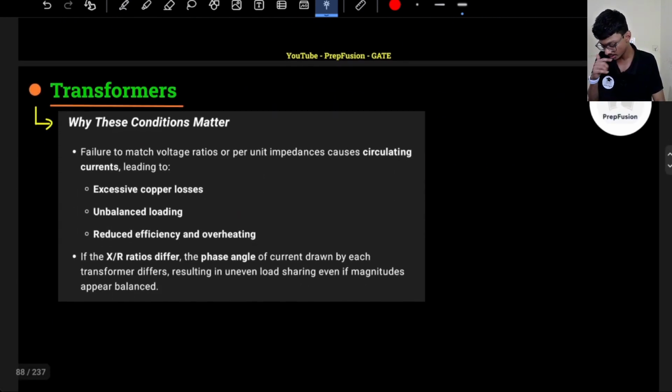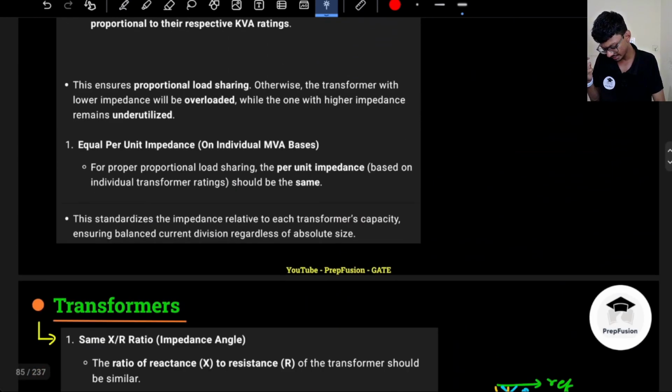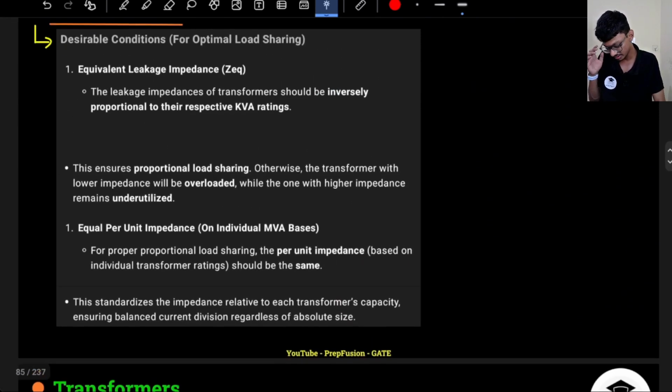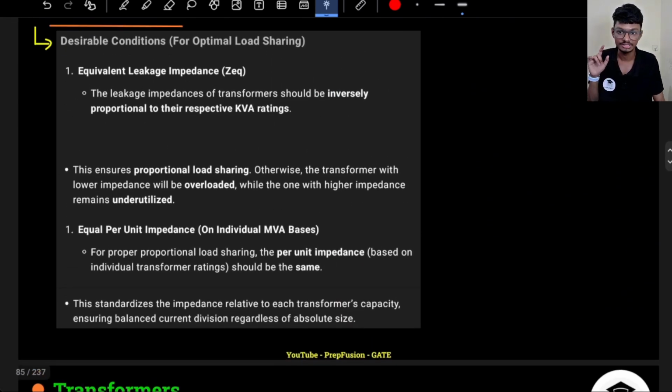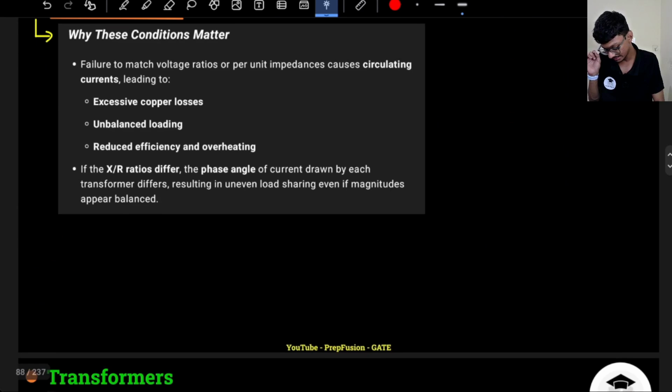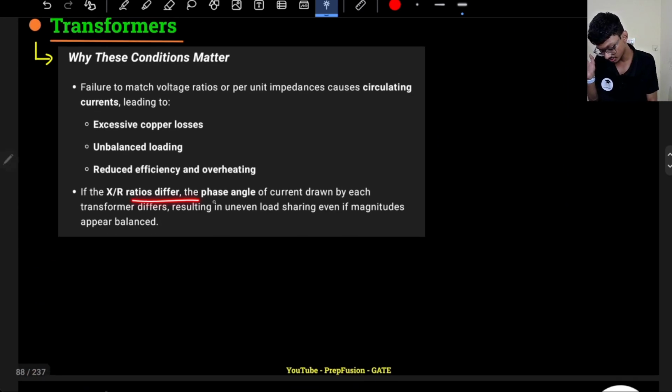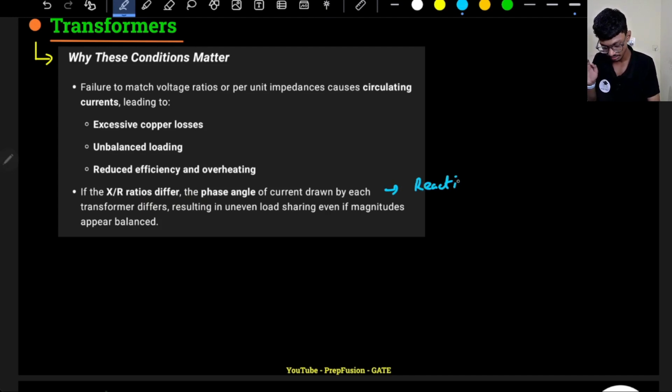Another thing: if their x by r ratio is different, then the phase angle of the currents will be different, and there will be a reactive power transfer between the transformers, which is not a good thing.